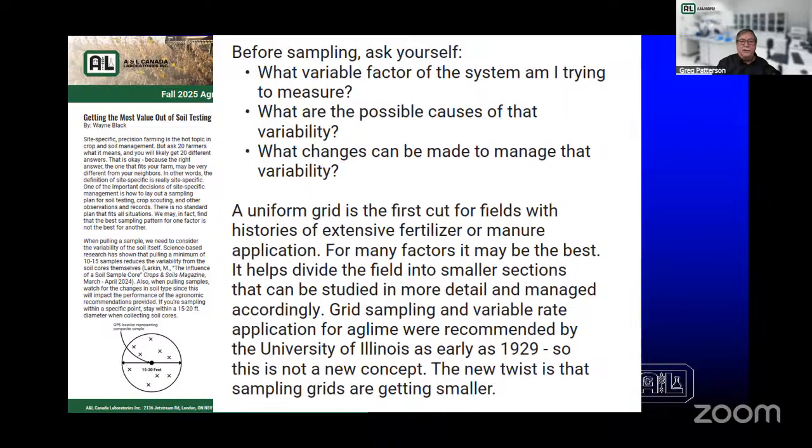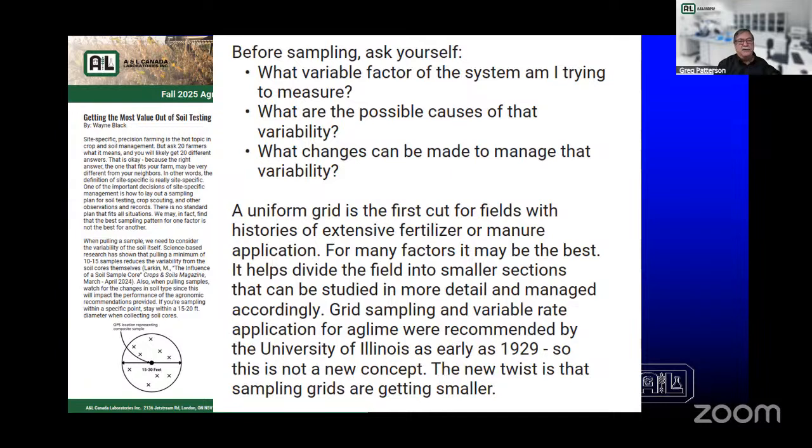Before we start, we need to ask, what are the variable factors of the system we're trying to measure? We need to identify what the possible causes could be, and then what changes can be made to manage some of that variability. So the first place is how big is the grid size? I don't like to just lay a grid. I call it site specific because you're going to move those grid points around. But you want to establish a sampling point, from that one article showed you, of about a sample every 2.5 acres or every hectare. And that shows us the most efficient way of determining that variability.